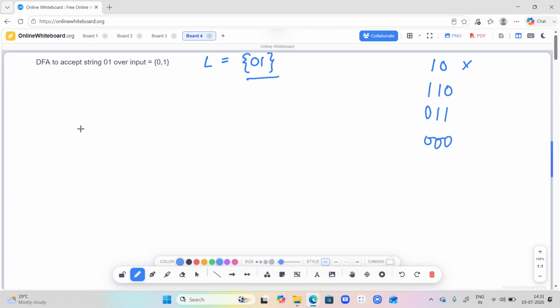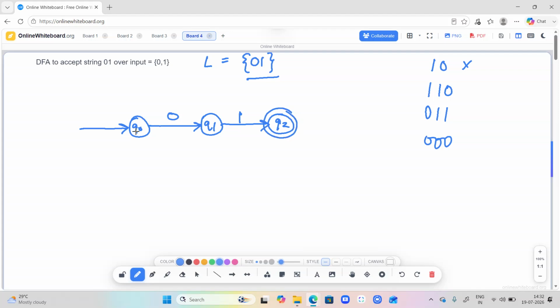So let's start. This is my initial state Q0. It will read 0, then it goes to another state Q1. It reads 1 and goes to state Q2. So your DFA is allowed to read only 01. That means Q2 becomes my final state.